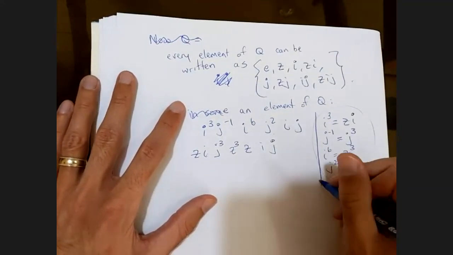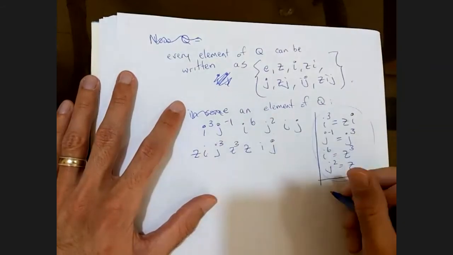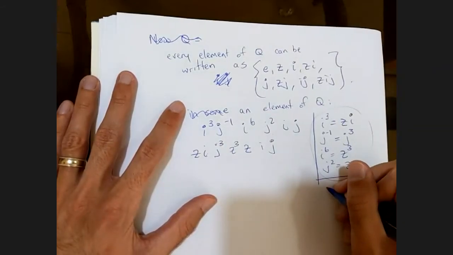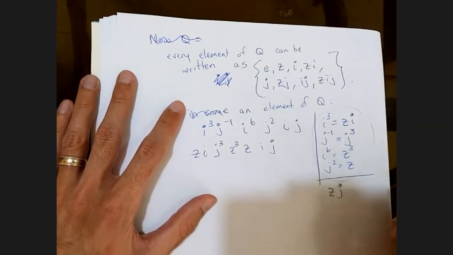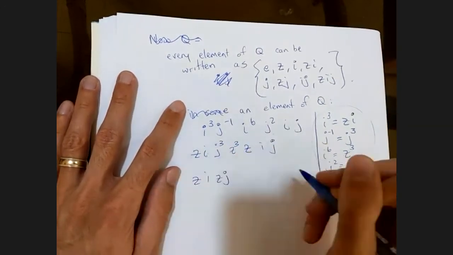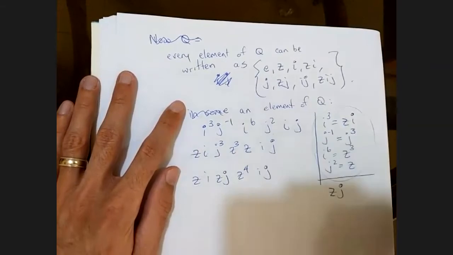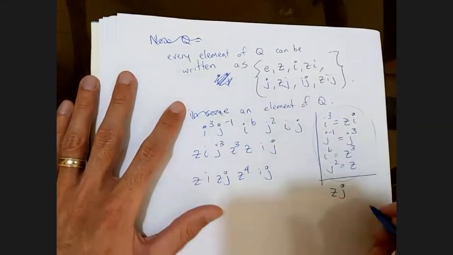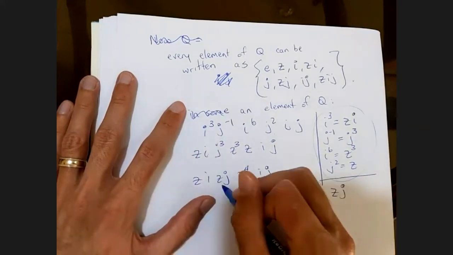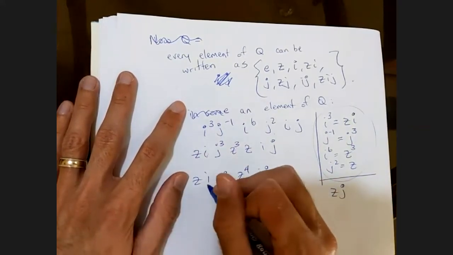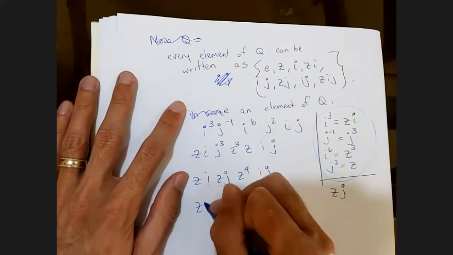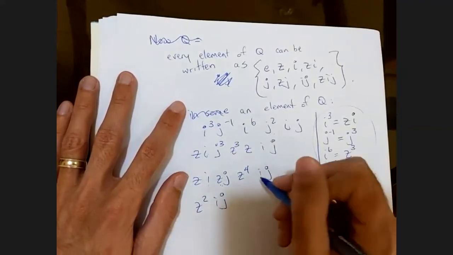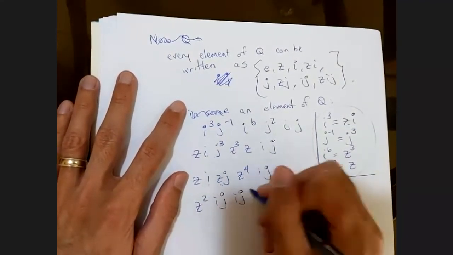Okay, now let's do more scratch work. j cubed is j squared j, which is zj. So we have zi z to the 4th ij. Now z squared is the identity, so z to the 4th is also the identity. And also iz is zi. So now we switch these two, we have z squared ij, z to the 4th is the identity, ij.